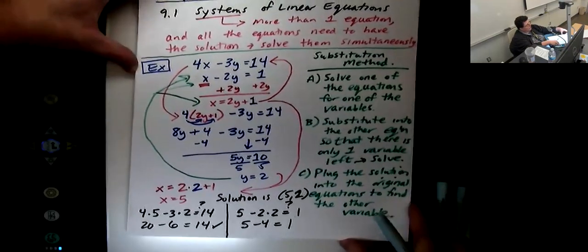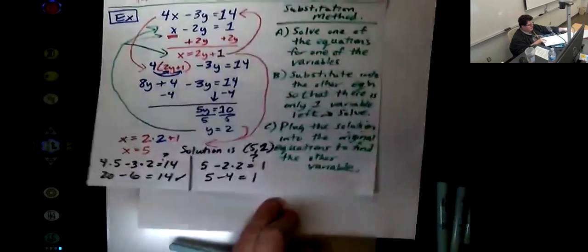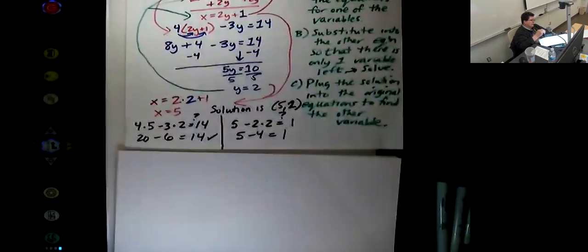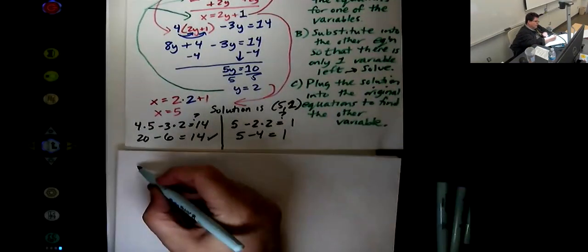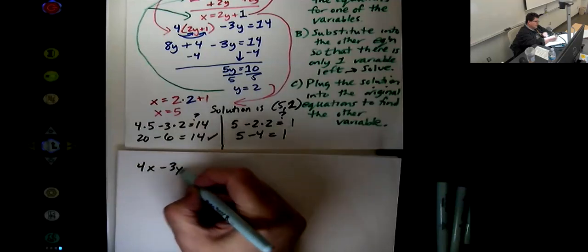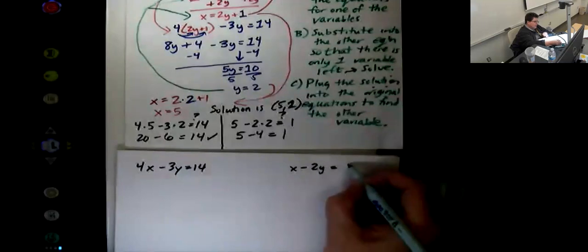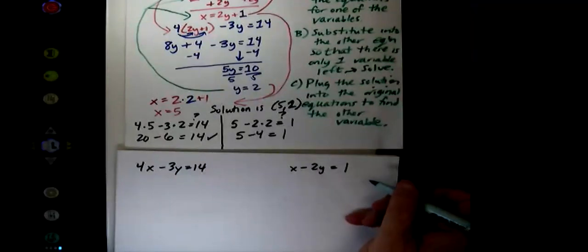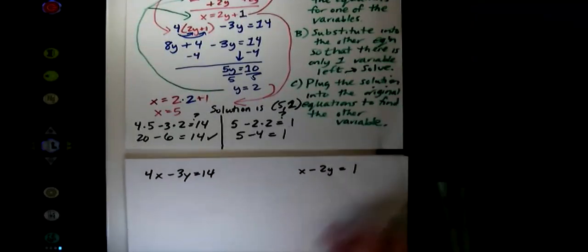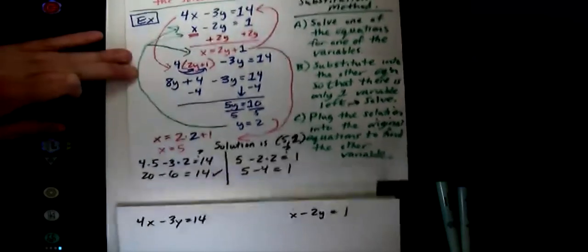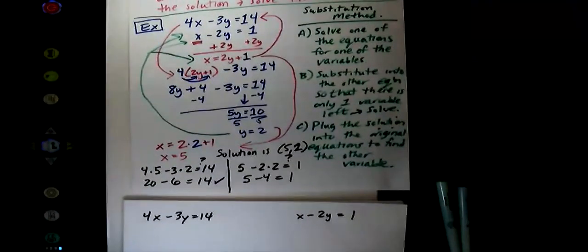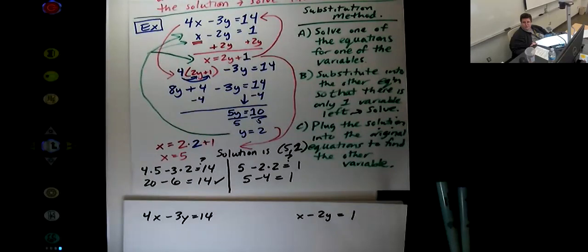Geometrically, what's going on here? So 4x minus 3y equals 14, and x minus 2y equals 1. Sorry, I just have a question. In B, substitute into the other, what is that? Equation. Into the other equation, yeah. Oh. EQ apostrophe N was a shorthand for equation.